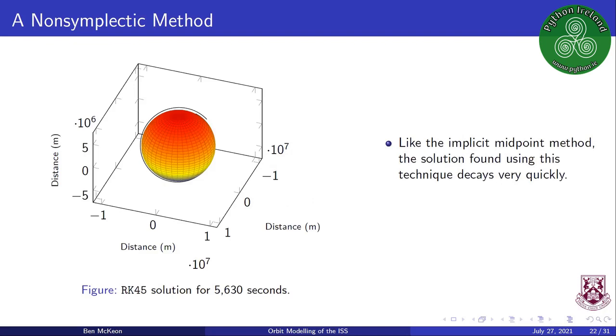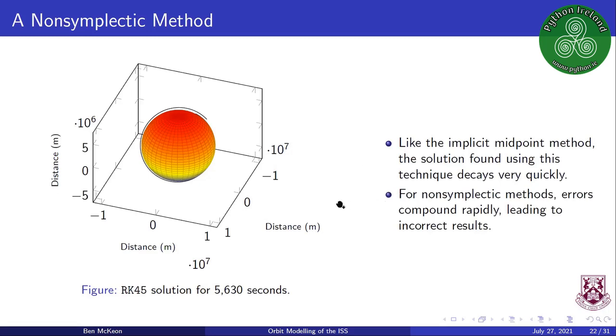And if we were to apply a non-symplectic method to this problem, we see that it behaves much more drastically, I suppose, if that's the correct word you want to use here, in how it would model the behavior of the space station. So like the implicit midpoint method, this solution decays very, very quickly if we were to apply it to this problem. And I suppose the point I'm trying to make here is that with non-symplectic methods, the errors that result compound very, very rapidly, leading to incorrect results, kind of like the Mars Climate Orbiter example I gave a while ago.